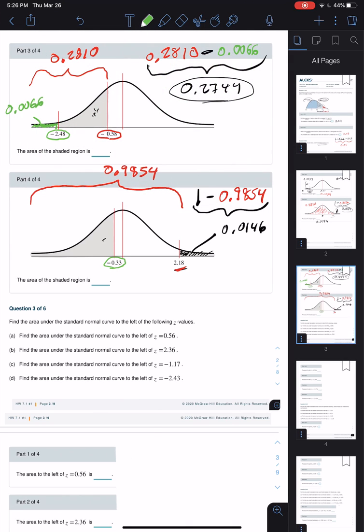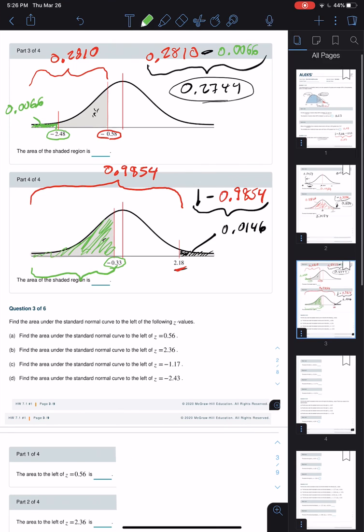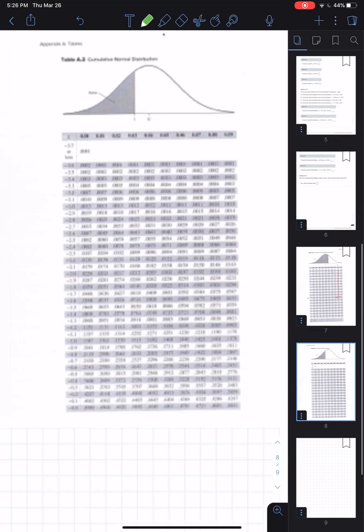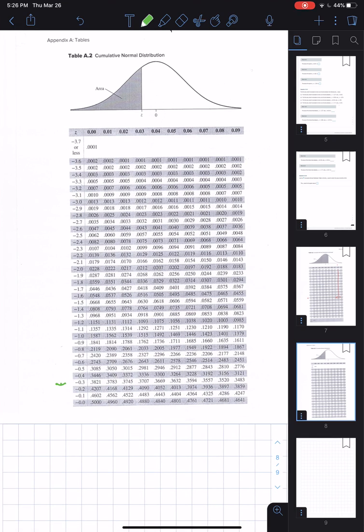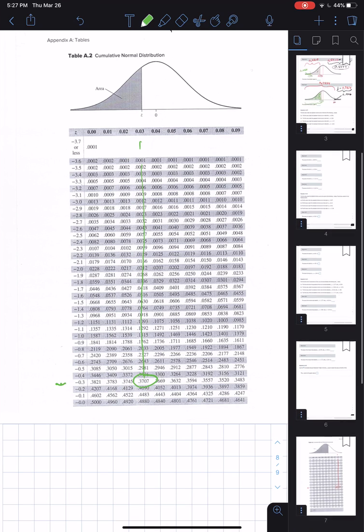Now we're going to go for the easier area, and the easier area is going to be looking at this number, because naturally, when we look up this number, it's going to give us on the table the area to the left of that number, which is what we're looking for right here, right? So when I look up negative 0.33, negative 0.3 and then 3, negative 0.33 gives me 0.3707.